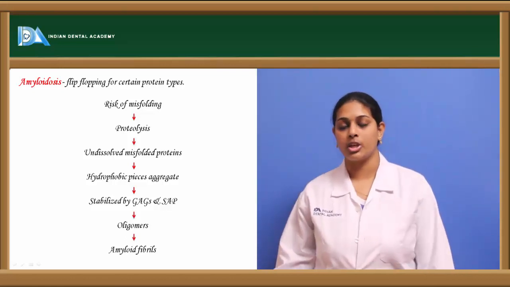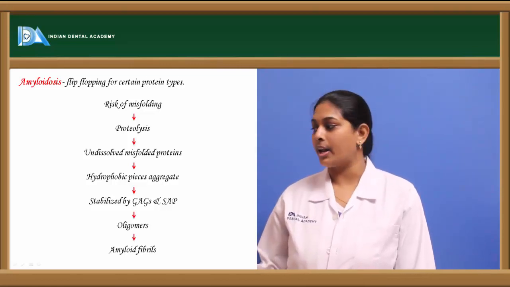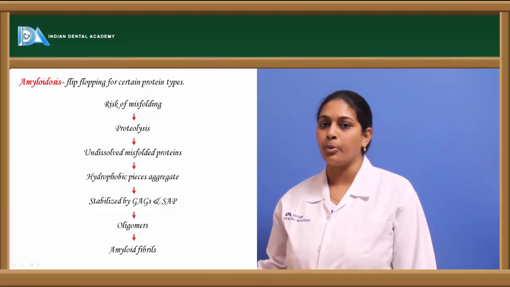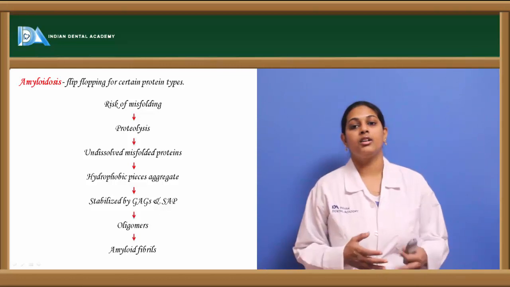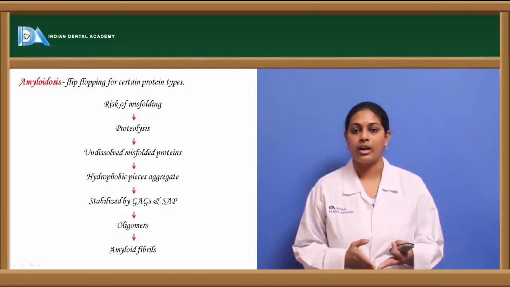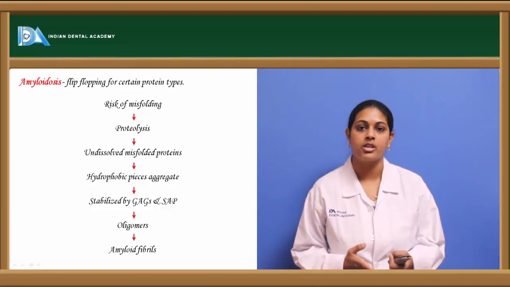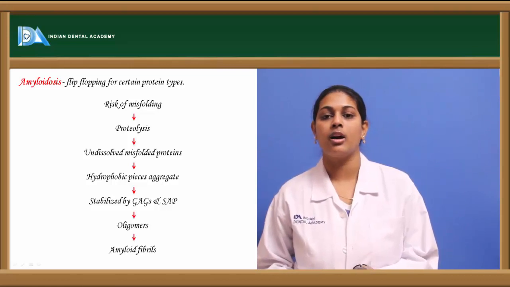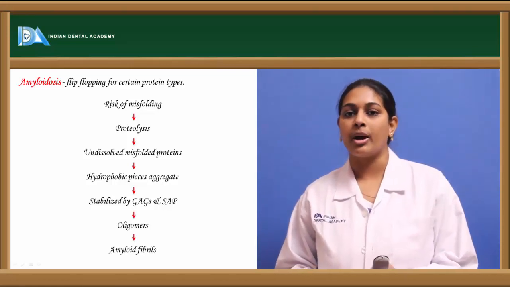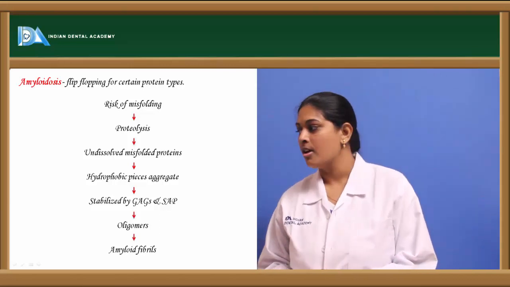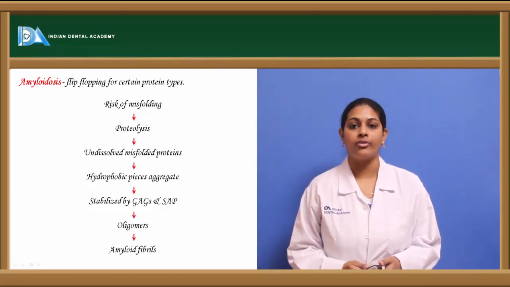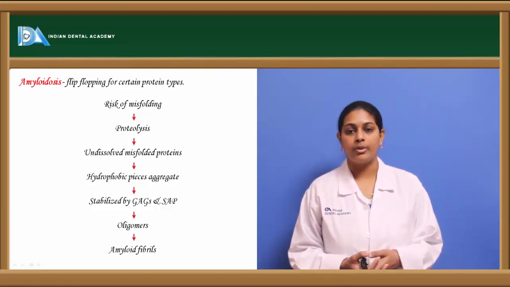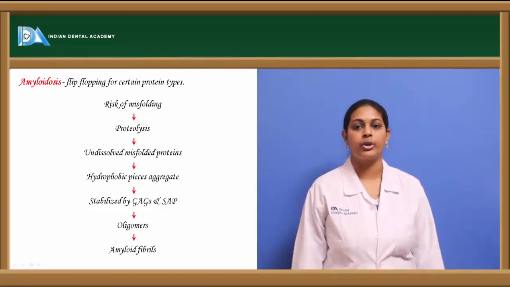These proteins which are not water soluble are being stabilized by certain other structures known as glycosaminoglycans and serum amyloid proteins. These proteins help in stabilizing these non-soluble fibrillar proteins, resulting in formation of oligomers. So the hydrophobic aggregates, with the help of these glycosaminoglycans as well as serum amyloid proteins, together form oligomers. These oligomers help in the formation of amyloid fibrils. These amyloid fibrils join together, accumulate together, and result in formation of non-soluble fibrillar protein, a condition known as amyloidosis.